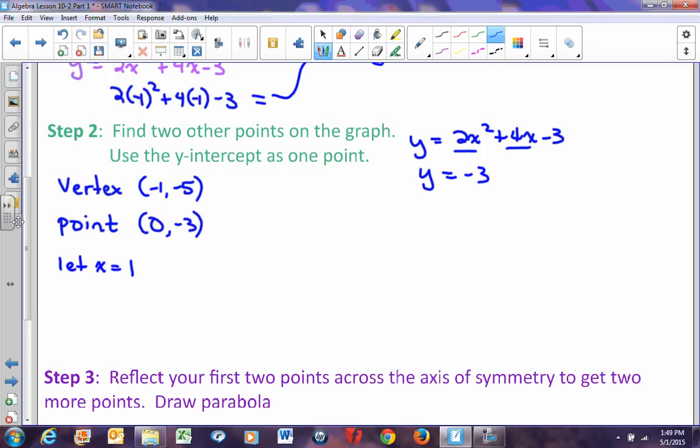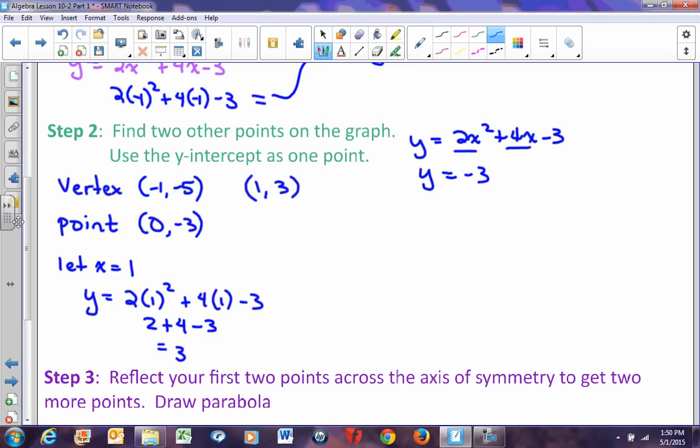If I let x equal 1, y equals 2 times 1 squared plus 4 times 1 minus 3. 1 squared is 1, times 2 is 2, plus 4 minus 3. So 6 minus 3 is 3. So when x equals 1, y equals 3, and my third point is 1, 3. So I now have 3 points: the vertex -1, -5, the point 0, -3, and the point 1, 3.